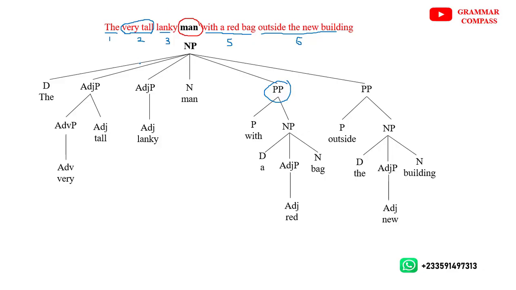Here is an activity. Write down a similar noun phrase structure like this. Try to draw a tree diagram for it, applying all the rules that we've learned on the various phrases. See you in the next lesson.